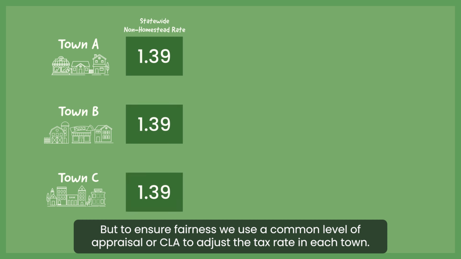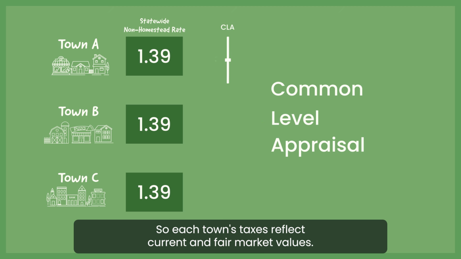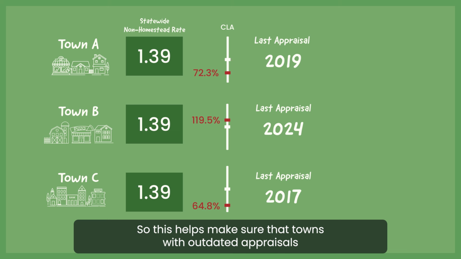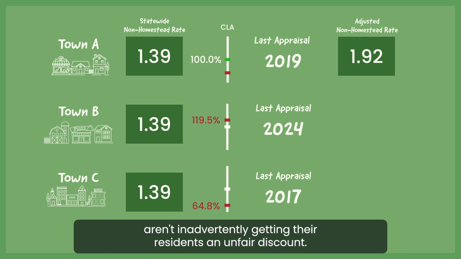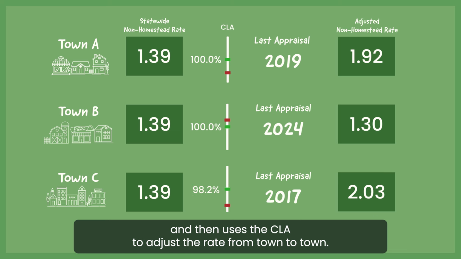But to ensure fairness, we use a common level of appraisal, or CLA, to adjust the tax rate in each town. So each town's taxes reflect current and fair market values. Every town appraises its properties a little differently and on different timelines. So this helps make sure that towns with outdated appraisals aren't inadvertently getting their residents an unfair discount. So the tax department takes that one rate that the legislature sets and then uses the CLA to adjust the rate from town to town.